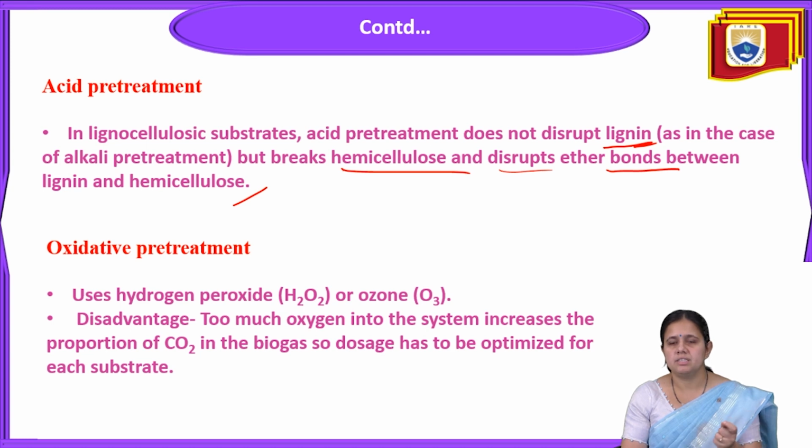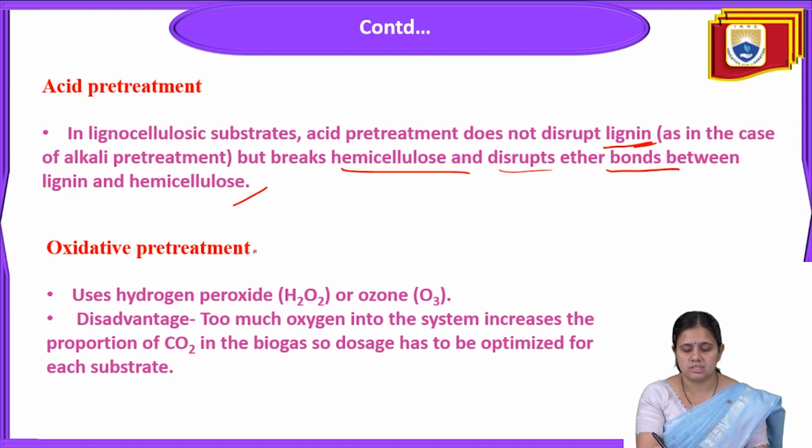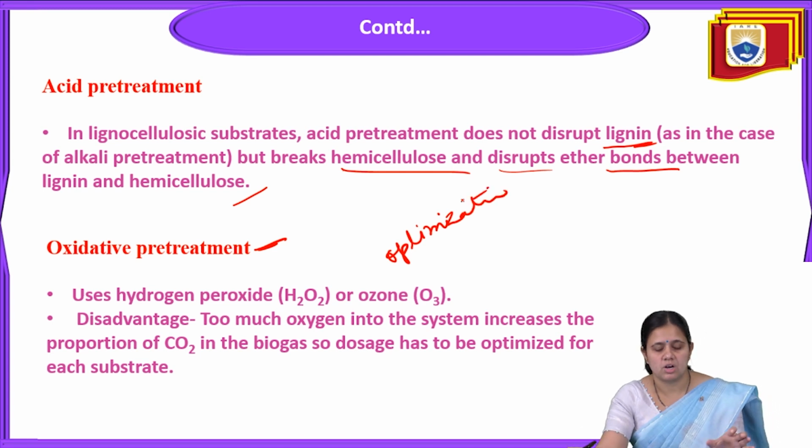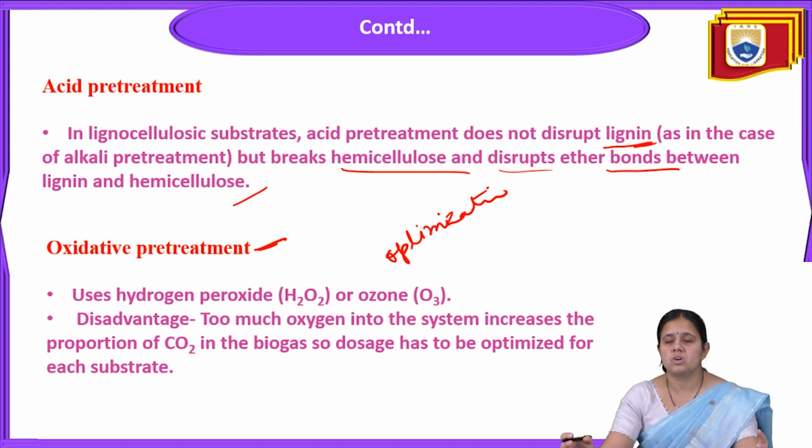The disadvantage of this oxidative pretreatment is that too much oxygen in the system increases the proportion of CO2 in the biogas, so the dose has to be optimized for each substrate. Optimization is very important for this oxidative process, because too much oxygen will increase the proportion of CO2 in the biogas.